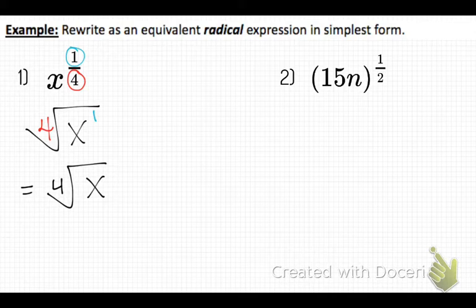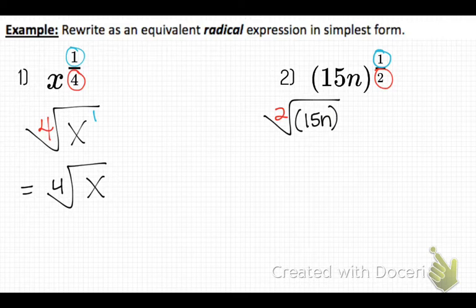Now for number 2. What's the root for number 2? 2. Good. So if I fill that in, I have the second root, or the square root, of, what's the power? 1. And then what's the thing that goes inside? 15. And then I'm going to put it in parentheses because it all gets the exponent. Now I can distribute that 1 through, but it just gives me 15n.